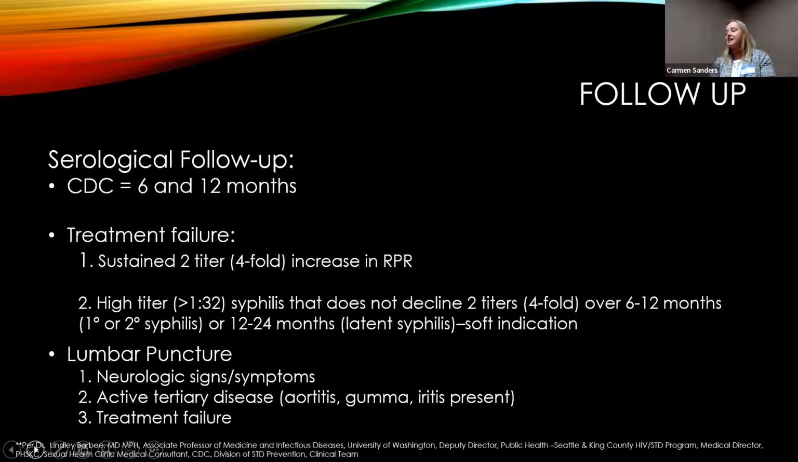Like I said, serological follow-up for syphilis is at 6 months and 12 months. Treatment failure is a sustained 2 titer, so that would be a 4 times increase in the RPR. A high titer syphilis that does not decline 2 titers over 6 to 12 months or 12 to 24 months is a soft indication of treatment failure in syphilis.